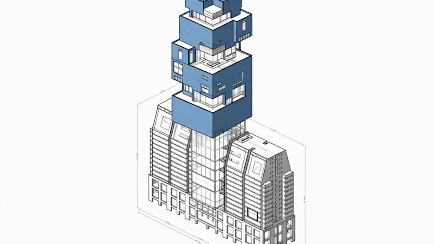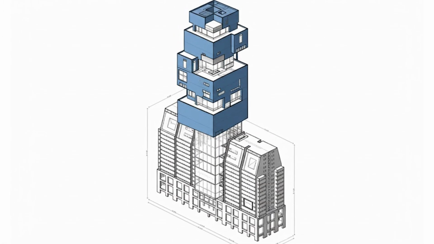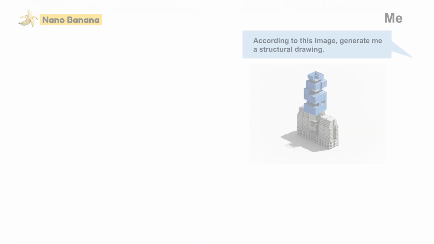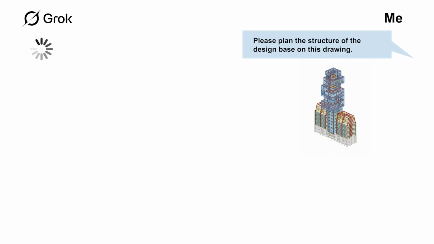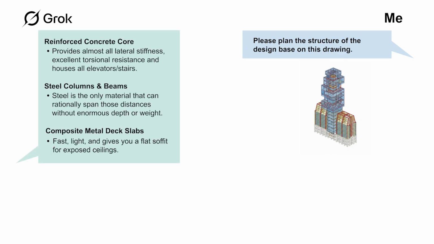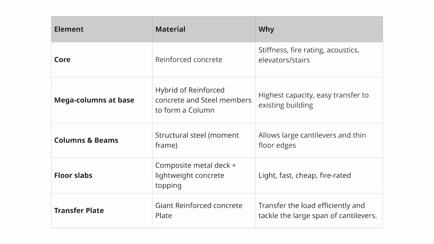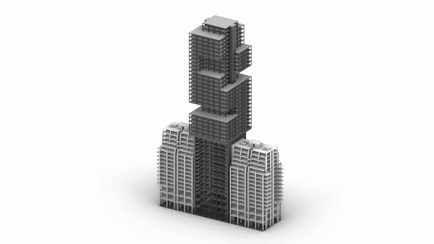After the form is decided, it comes to the development stage to rationalize the design. I use Nano Banana to generate structural drawing and fed it to Grok for planning the structural composition. It is decided that the design will have a mixed use of steel and concrete for the sake of flexibility. Grok also advised to place the circulation within the core as it is the strongest part of the building.